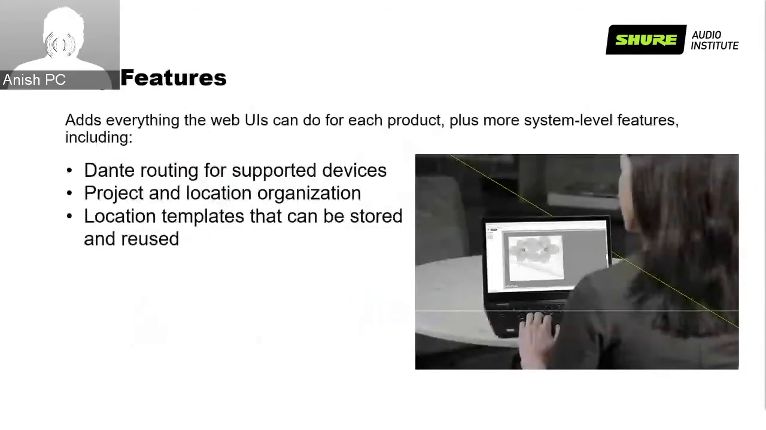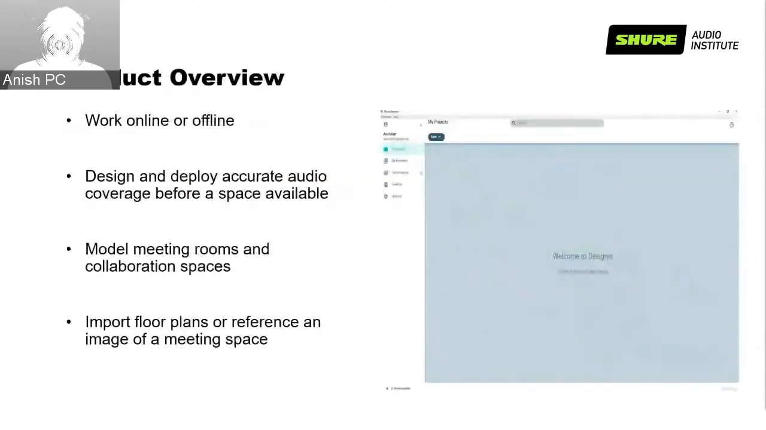Key features of the Designer. The major benefit of using Designer 4.1 is that you can now configure Shure's devices directly from the software. So there is no need to go to each individual product's web UI to configure. You can perform a system level feature check such as Dante routing for supported devices. You can also create location templates that can be reused across multiple rooms that have the same design. So the user doesn't have to wait for a room to become available to do the designing.